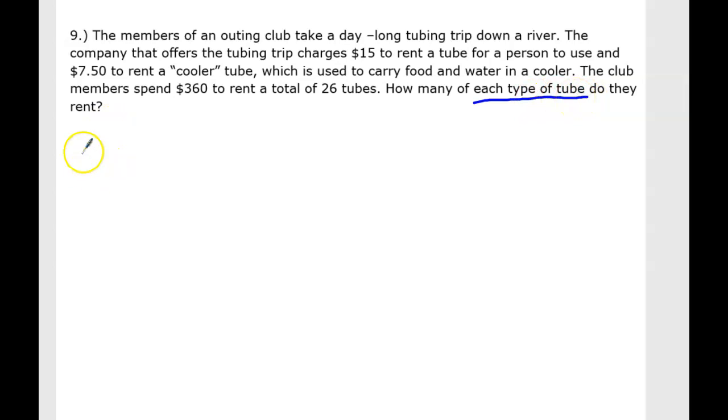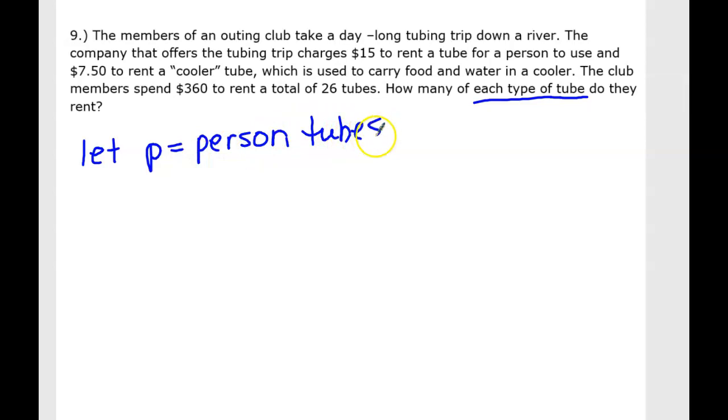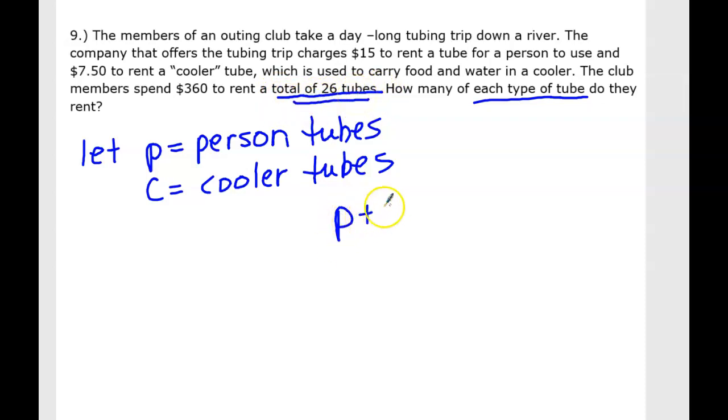All right, so let's let P be the person tube. A lot of times I like my variables to line up with what we're looking for, the number of person tubes. And let's let C be the cooler tubes, okay, to put food and drink in. All right, so we're renting a total of 26 tubes. There's my easy equation. Person tubes and cooler tubes is 26.